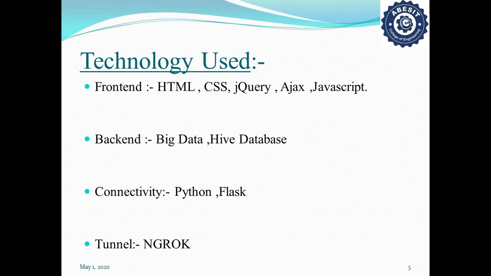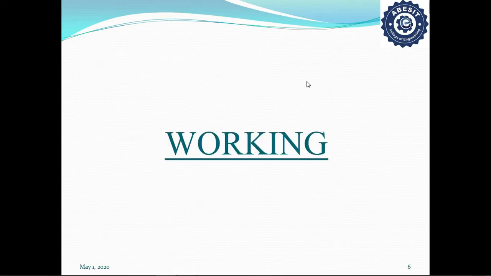Next, connectivity. Connectivity is of Python and Flask. It is used for connecting the front end and back end portion. A terminal named ngrok is used to connect the different operating systems. We are using this because the front end is running on Windows, whereas the back end is running on CentOS. Now let's see the working.